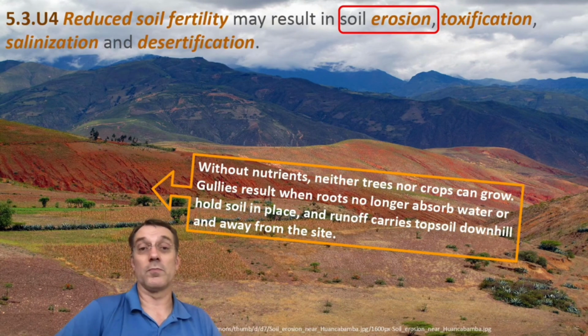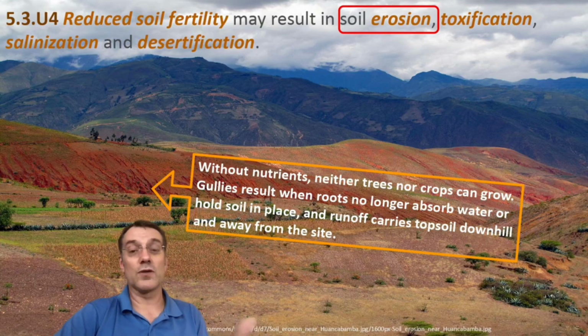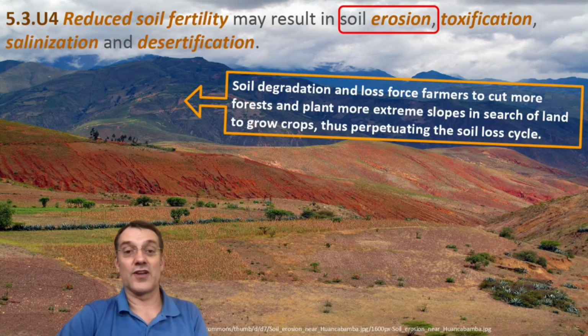Gullies start to form because there are no more roots to absorb the water or hold the soil in place. And all that runoff carries more and more topsoil downhill. When that topsoil goes away, it carries the nutrients away with it, and that creates a destructive, positive feedback loop. What makes this situation particularly challenging is that soil degradation and soil loss forces farmers to cut more forest and plant on more and more extreme slopes in search of fertile land to grow crops. And that perpetuates the soil loss cycle.